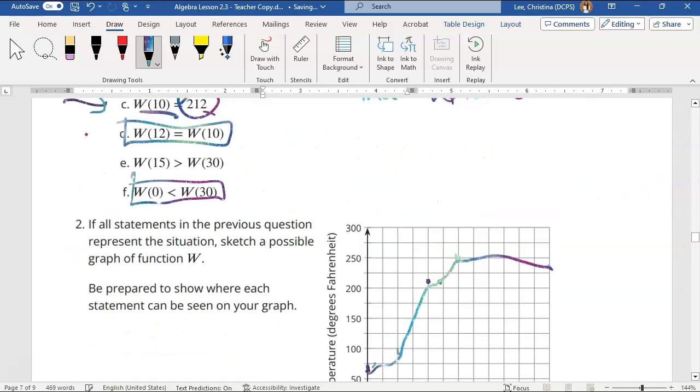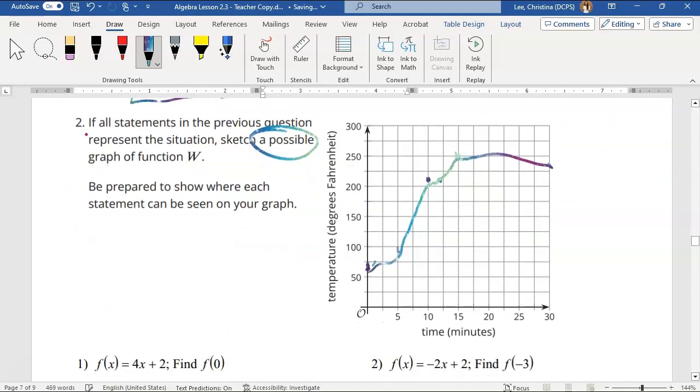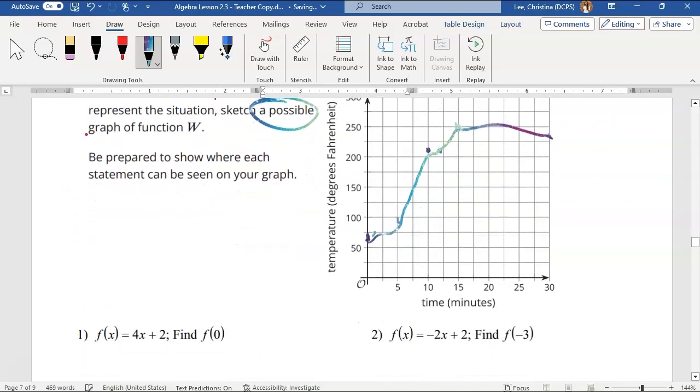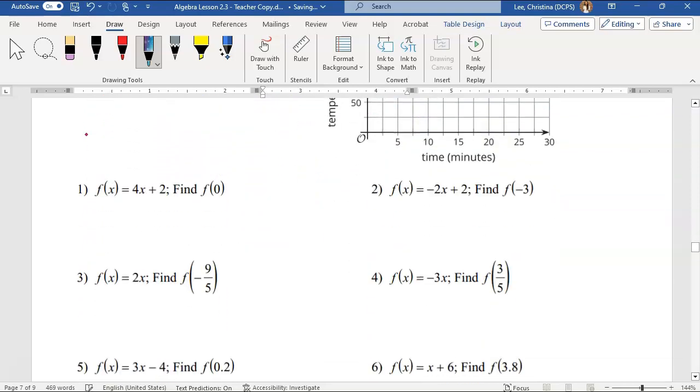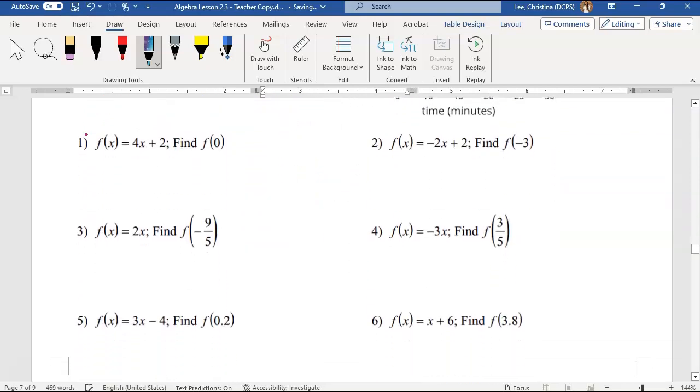Whenever it says sketch a possible graph, remember that yours might not look exactly the same as somebody else's. The important point is that your points are correct. All right, this last piece I'm just going to show you an example.